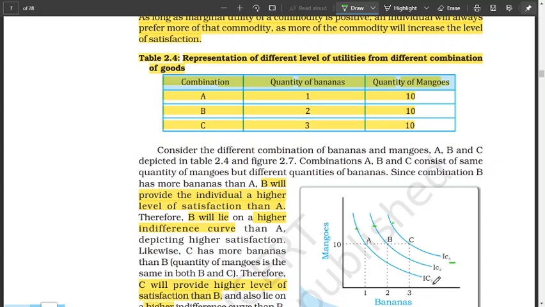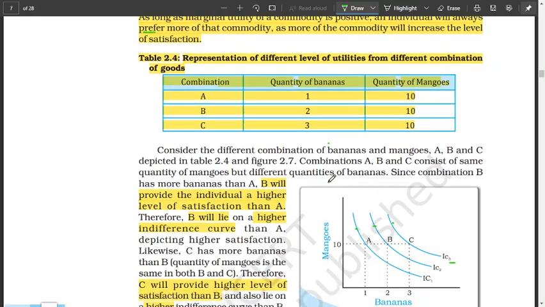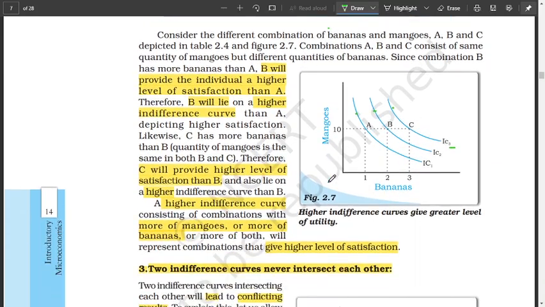That is another characteristic of an indifference curve. As long as the marginal utility of the commodity is positive, as long as you get satisfaction from it, everyone prefers more of that commodity, as long as the commodity will increase the level of satisfaction. So that is number two, that the point to the right gives you more satisfaction. In this case, point B will give more than point A because B lies higher than A.